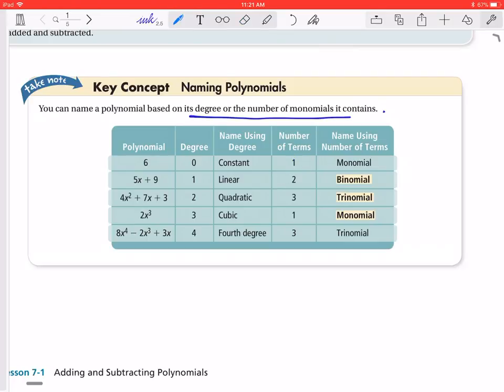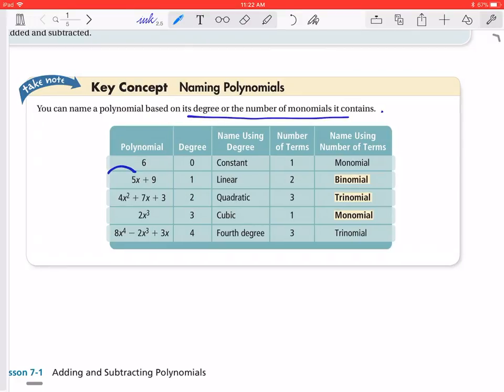Now, the next one, we have 5x plus 6. The degree is 1. If we look at the x here, that is to the power of 1, all right? We name that degree by looking at the term with the x. And we also know that this is linear. If we think about y is equal to mx plus b, that's a linear equation. That's the slope-intercept form. We call that a linear equation or a linear polynomial. And the number of terms we have here is 2. We could have more, but right now we only have 2 terms. And we call this a binomial.